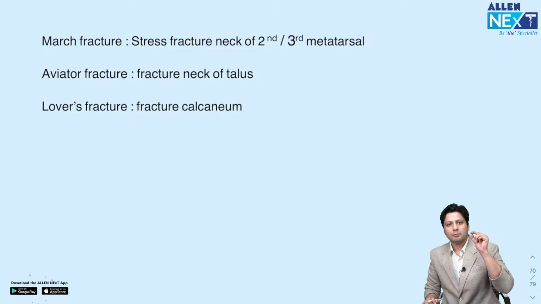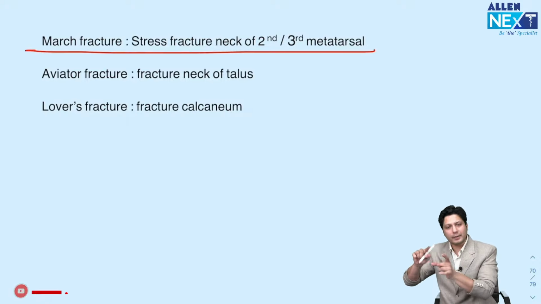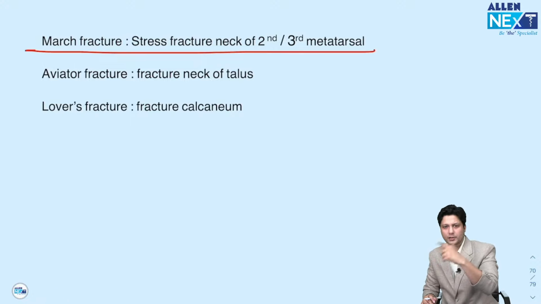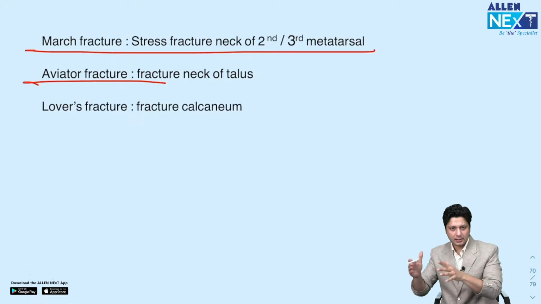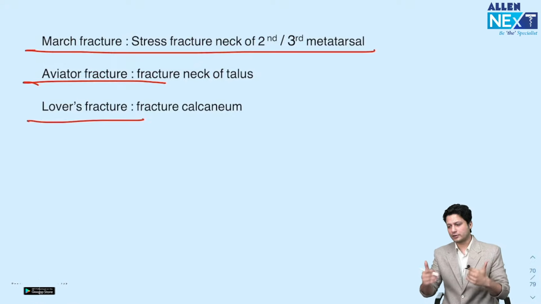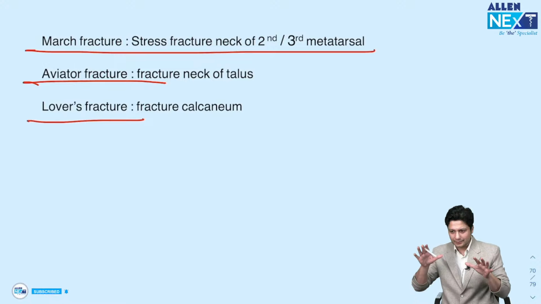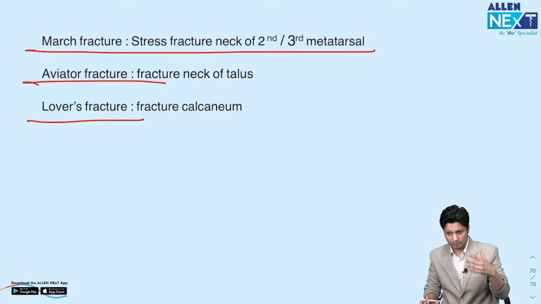March fracture is a stress fracture of the neck of the second or third metatarsal. If second is there, that is the answer. If second is not there in the options, then go for third metatarsal. Aviator fracture is the fracture of the neck of the talus, and lover's fracture is the fracture of the calcaneal bone. You know what is lover's fracture? If the patient is falling from height, at the time of impact with the ground there is a breakdown of this calcaneal bone. So the mechanism for this calcaneal fracture is fall from height.